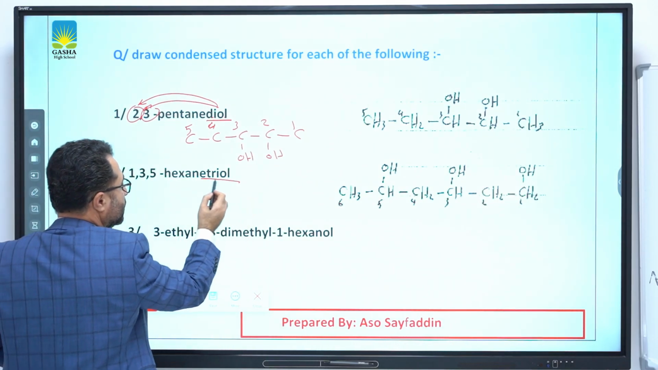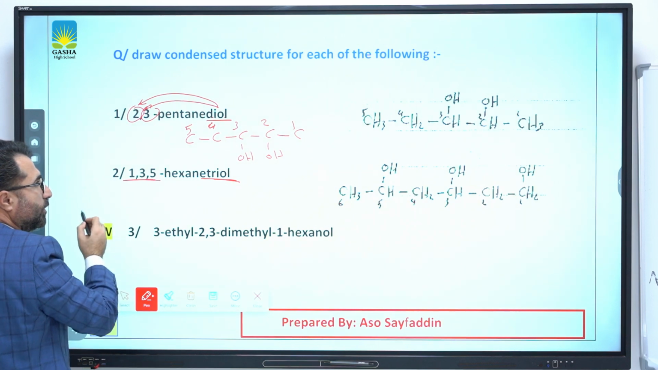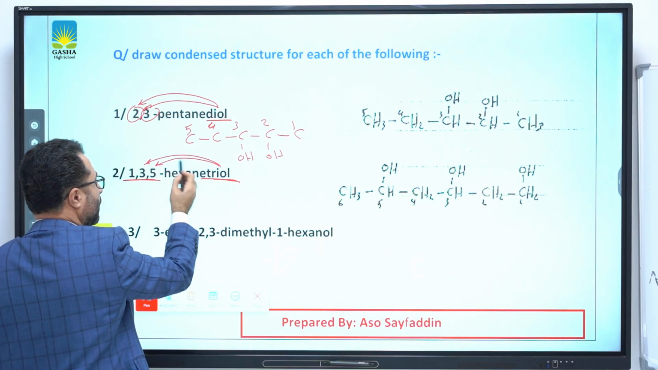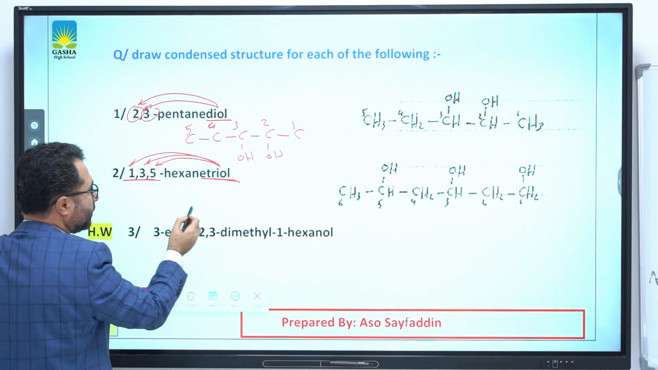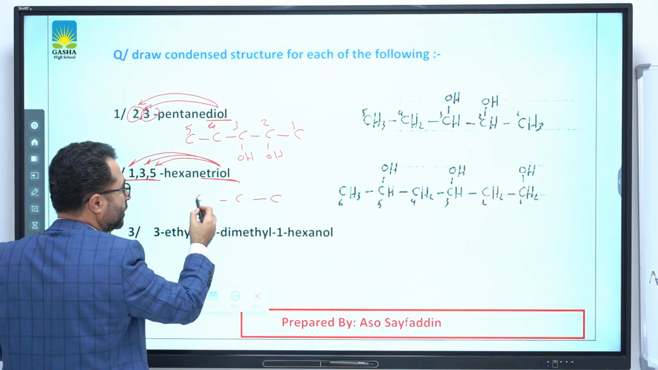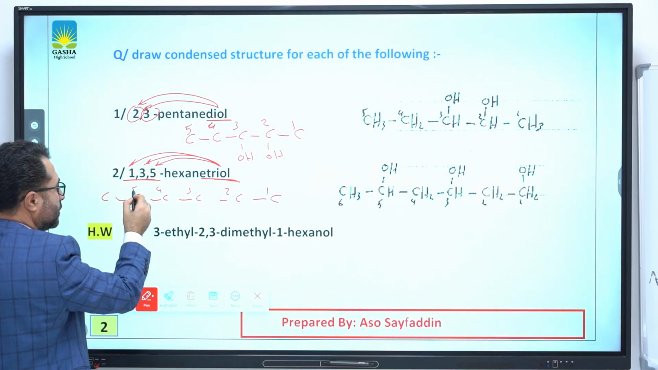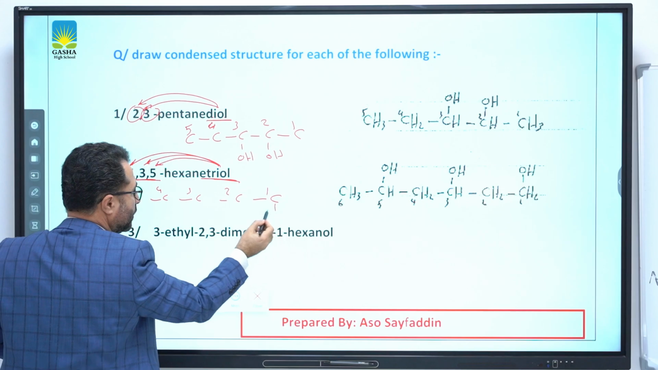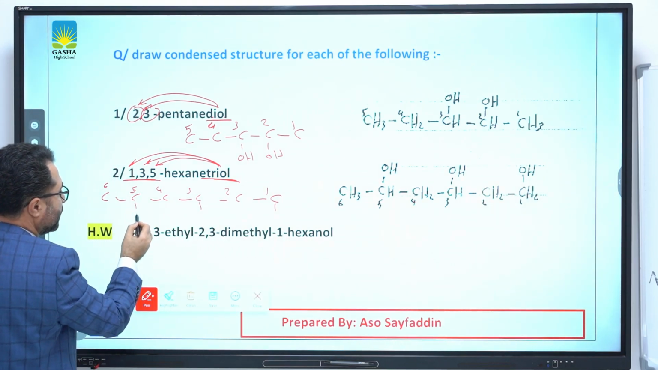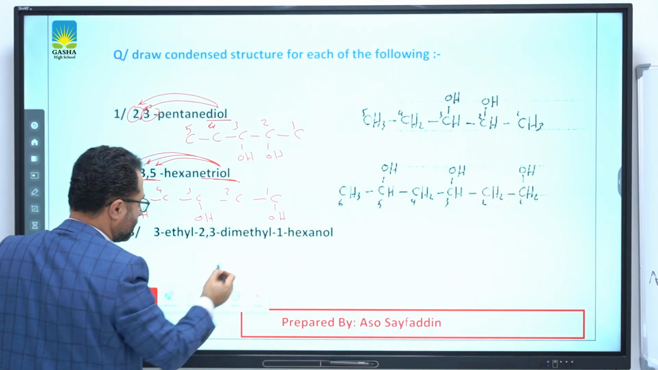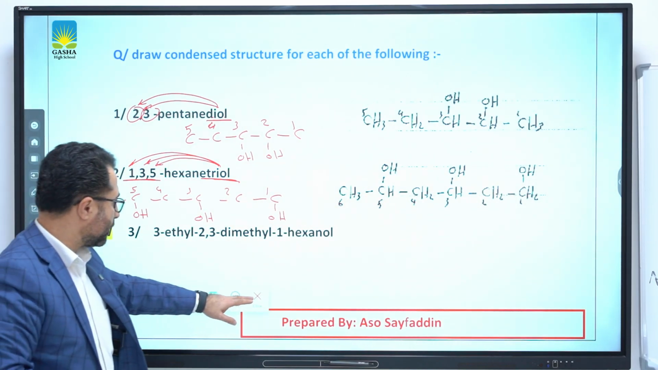Here we have triol, meaning 3 hydroxyl groups, 3 OH groups, on the 1, 3, and 5. 1, 2, 3, 4, 5, and 6. Number it as you like. And on the 1, 3, and 5, you have to add 3 OH groups. The other one is homework.